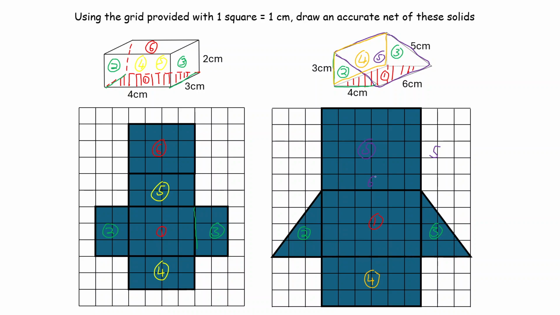There we go. And if you were to fold all of these parts up together, okay, you would get a triangular prism. Now, I think this is quite a difficult topic because it can be quite difficult to visualize, but hopefully that was a little bit useful.